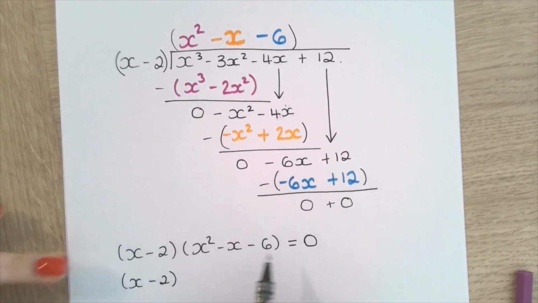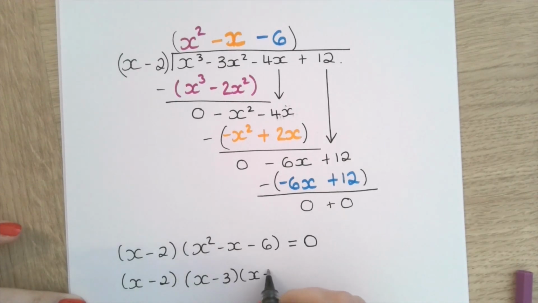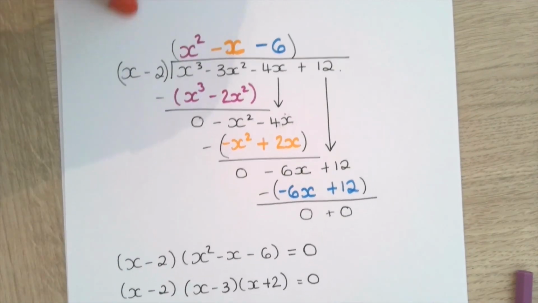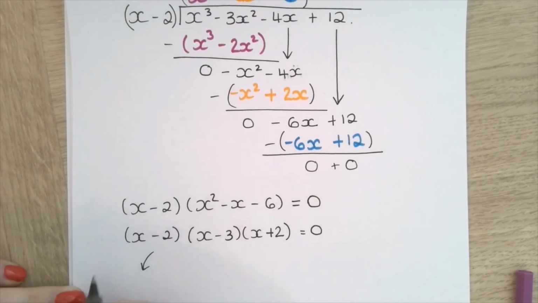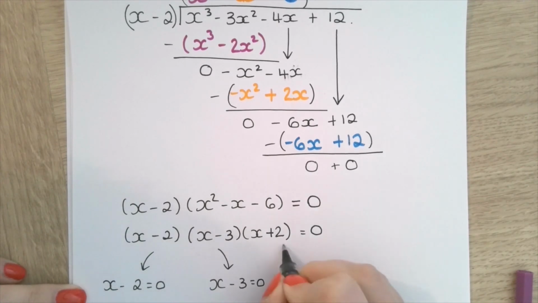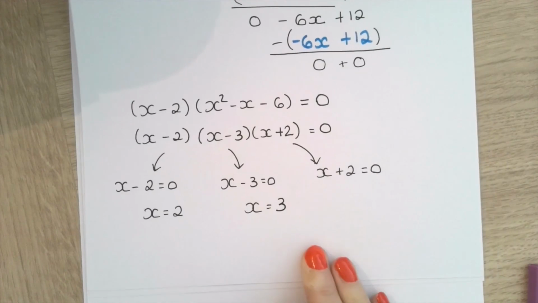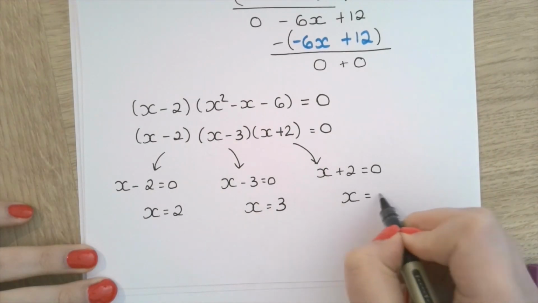So x minus 2, numbers that multiply to make negative 6 and add to make negative 1 are going to be negative 3 and positive 2. Yes, that works. So now I've got my three factors. I can say x minus 2 equals 0, x minus 3 equals 0, and x plus 2 equals 0. Add 2 to both sides, I get x equals 2. Add 3 to both sides, I get x equals 3. Oops, sorry. And subtract 2 from both sides, I get x equals negative 2.